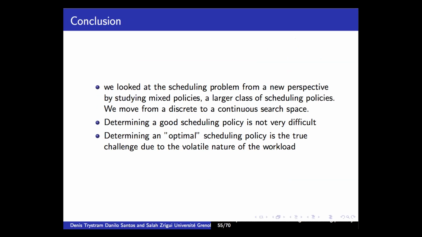So in conclusion for this work, we looked at the scheduling problem from a new perspective. We studied different mixed policies, which is what we would call a larger class of scheduling policies, which enabled us to move from a discrete to a continuous search space. This allowed us to use continuous optimization methods, such as black box methods. Also, we reached the conclusion that determining a good scheduling policy is not very difficult. However, finding the optimal scheduling policy for your current jobs or current data is truly challenging due to the volatile nature of data, which is proven by the changing landscape that I just presented.